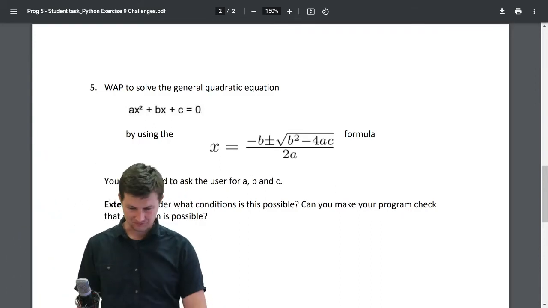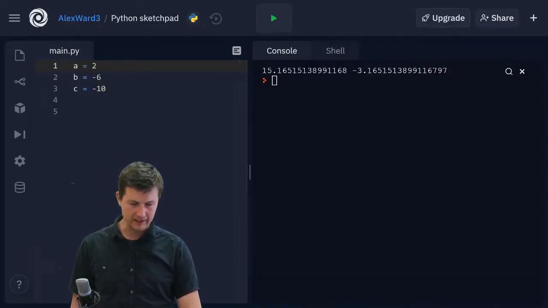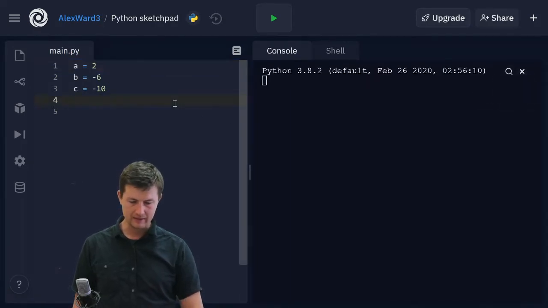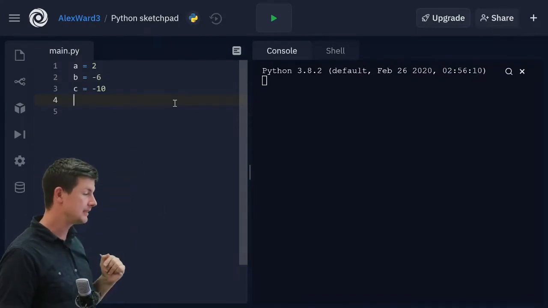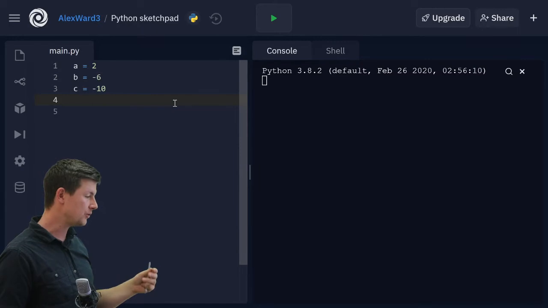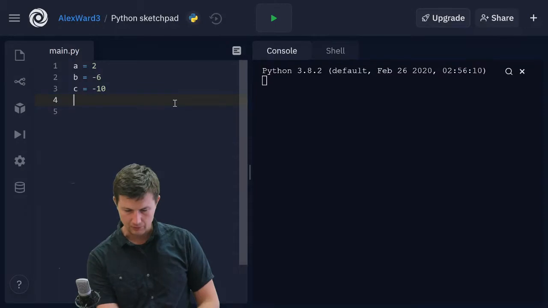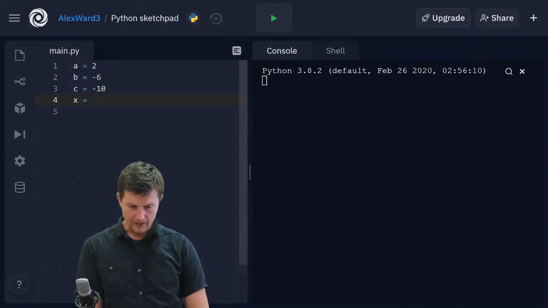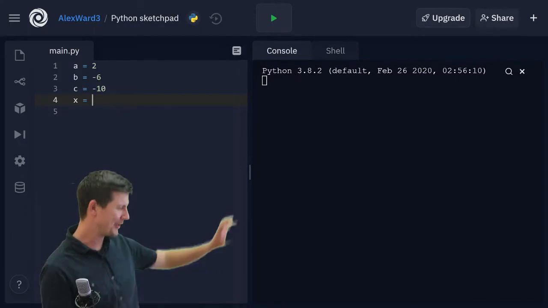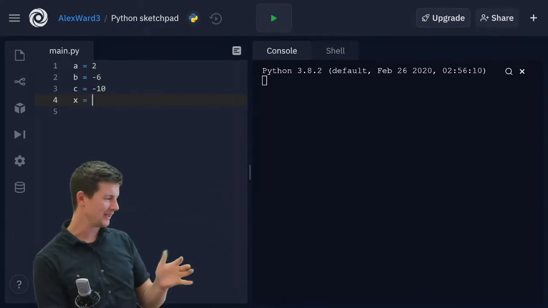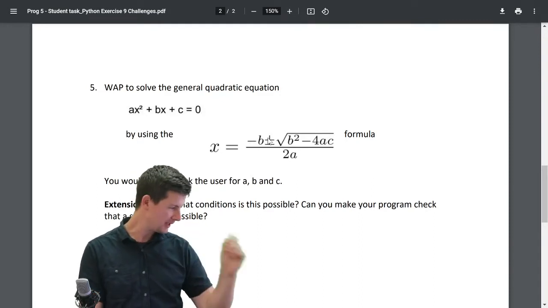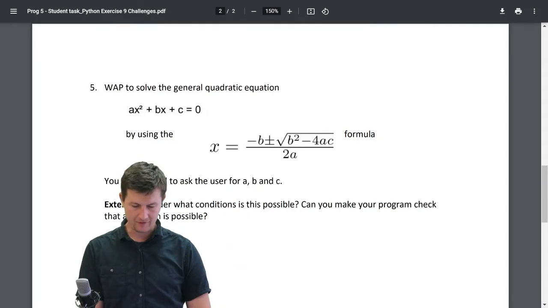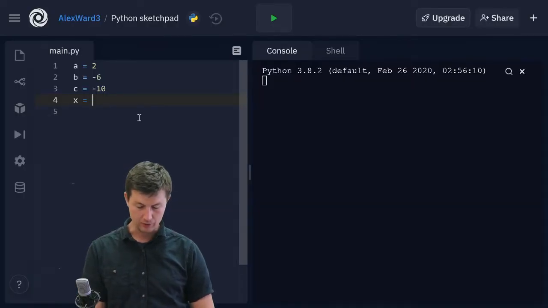Let's take a look. Okay, I have a, b, and c already in here. We're just going to work with what we call literals. I've literally put the number in there, rather than getting input from the user. We will make our program do that soon. Okay, so x is going to be equal to, now let's implement this formula. I wish I could pull it up so we could refer to it, but instead we're going to be doing a lot of flicking back and forth. Negative b plus, we're going to deal with the plus case first. Negative b plus square root.